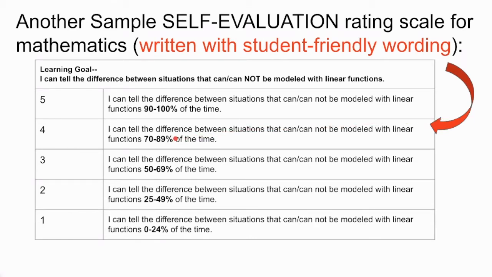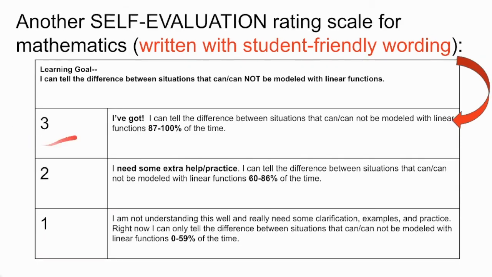Here we have another one that's written in student-friendly language. I can tell the difference between situations that can or cannot be modeled with linear functions 90% of the time. And then for each degree on the scale, you see that the accuracy falls off just a little bit. But do we need 5 levels? Could a scale be just as effective with 3? With 3 meaning, I've got it. I can tell the difference between situations that can and cannot be modeled with linear functions 87 to 100% of the time.